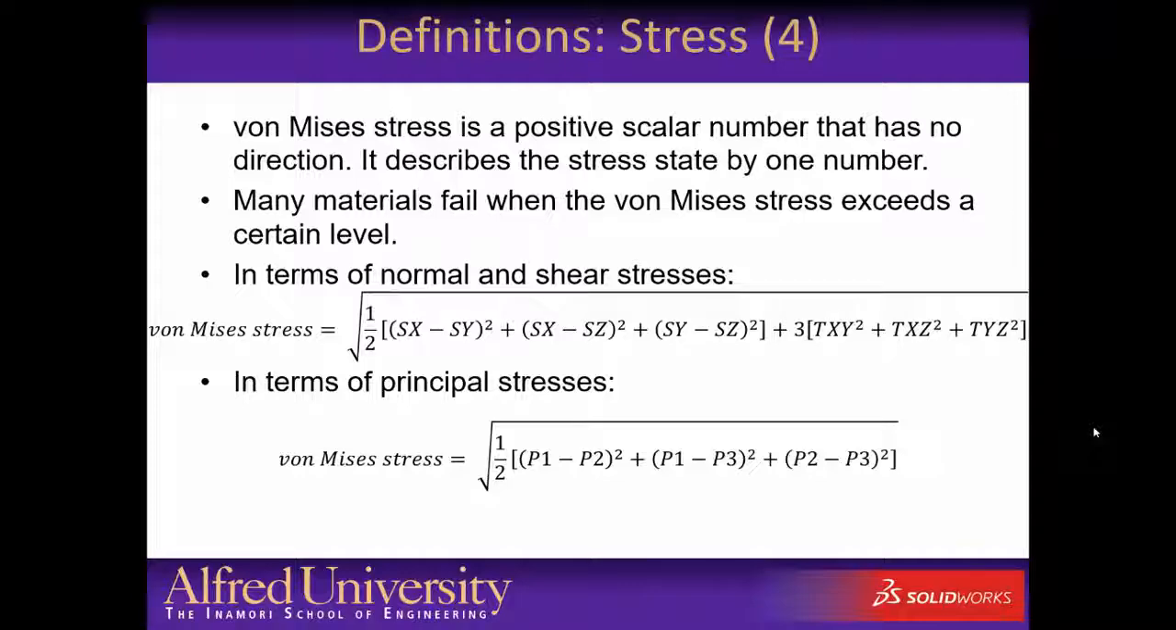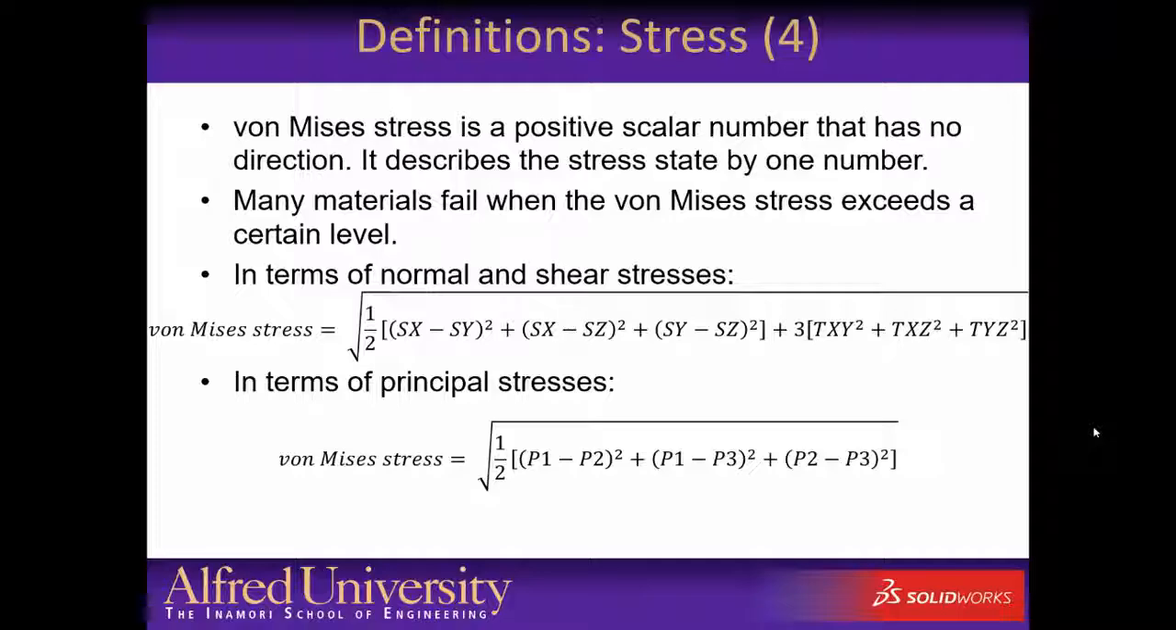A common way to get around this problem is to utilize what's called a von Mises stress. A von Mises stress is a positive scalar number that has no direction. It describes the stress state at a given point by one number. Many materials do fail when the von Mises stress exceeds a certain level. The von Mises stress can be derived from energy considerations, and you'll learn more about this in future coursework.